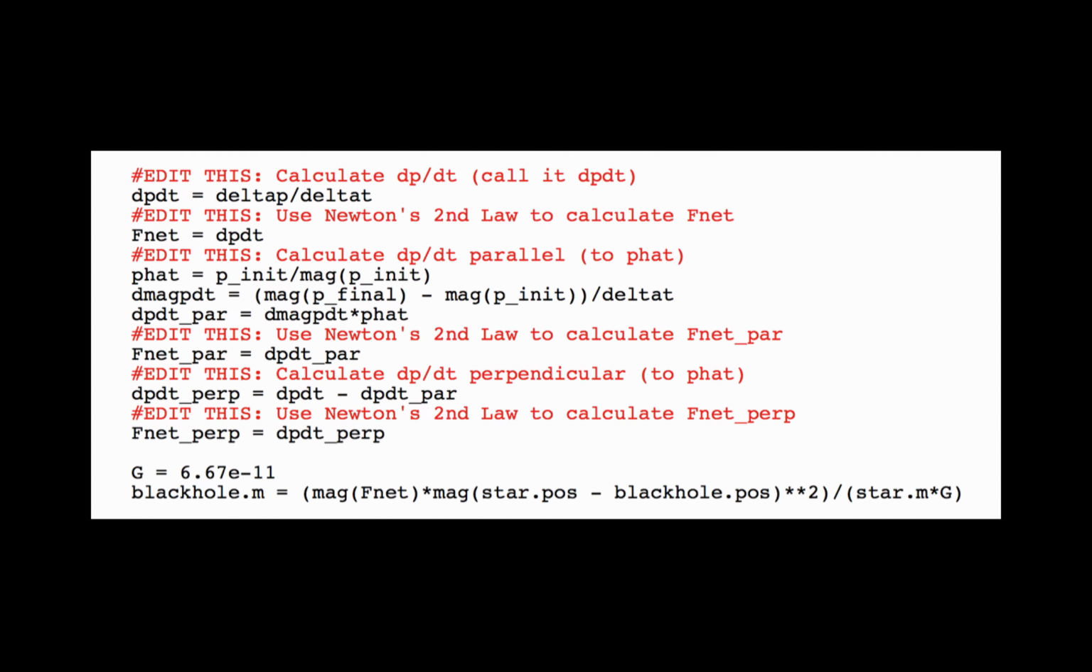Finally, we're able to find the mass of the black hole by first defining the gravitational constant, then manipulating Newton's universal gravitation principle to calculate the mass of the black hole. We do this by multiplying the magnitude of Fnet by the magnitude of the star's position minus the black hole position squared, all divided by the star's mass times the gravitational constant.